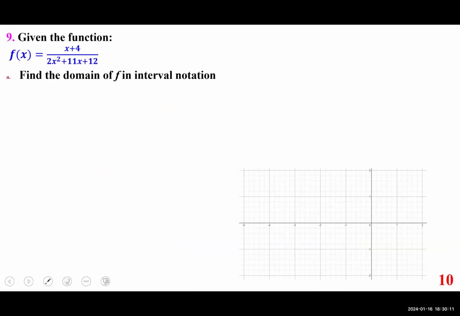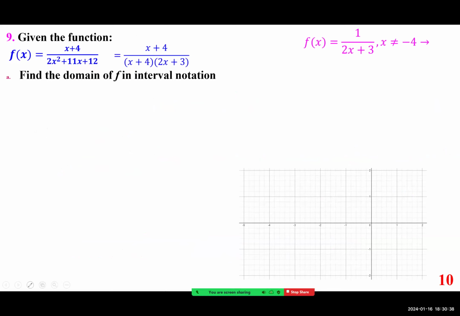Given the function f of x equals x plus 4 over 2x squared plus 11x plus 12, find the domain of f in interval notation. Remember, for the domain, basically set the denominator equal to 0 and exclude that. We notice we can factor this because we need to find the zeros. And of course, what happens is that this cancels this one, and it simplifies to what you see here.